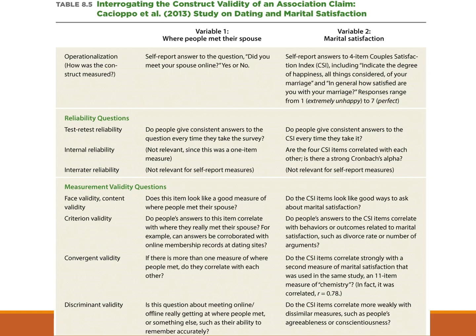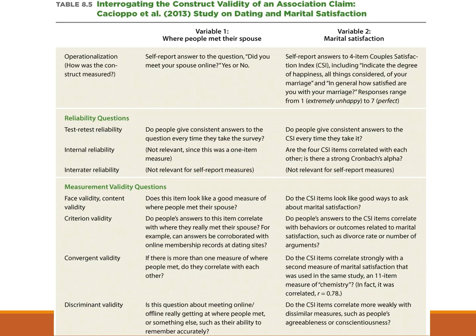For the CSI, do the CSI items correlate strongly with a second measure of marital satisfaction that was used in the same study? So in this example, there were actually 2 measures of marital satisfaction. One of them was an 11-item chemistry measure, so how much chemistry you have with your partner. And in fact, it was highly correlated, an R of 0.78. Remember, the highest correlation we could find is an R of 1.0, so that's pretty decent.